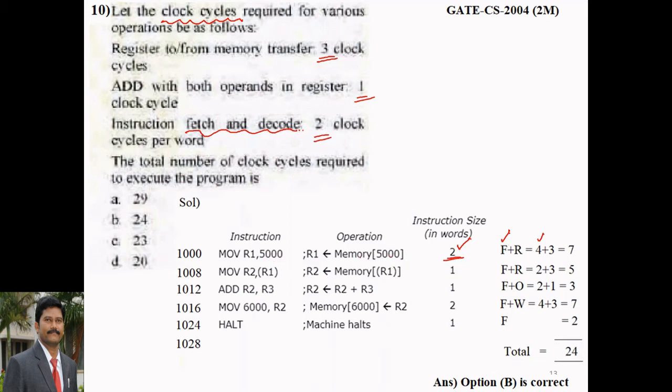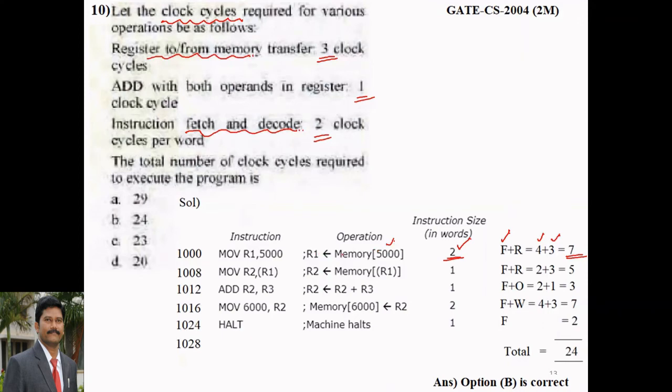After fetching the instruction, the CPU has to go to memory and read the operation. So how many clock cycles to read the data from this location? A register to or from memory takes 3. So plus 3, total 7. The first instruction is move R1 comma 5000, where 5000 is the direct address. It is a direct addressing mode. That means the CPU will read the data at location 5000 and store it in R1.